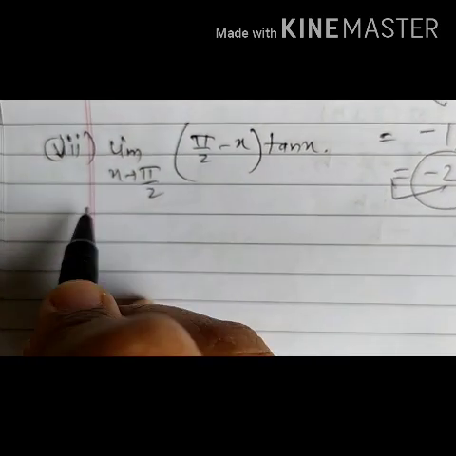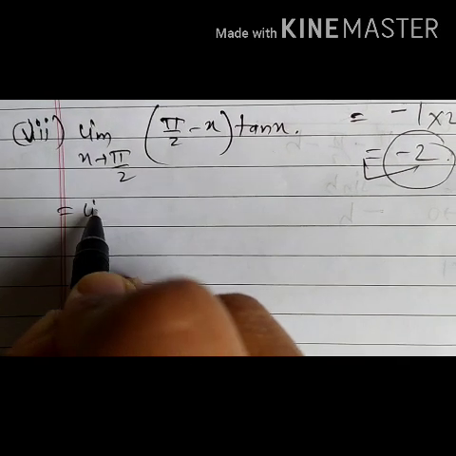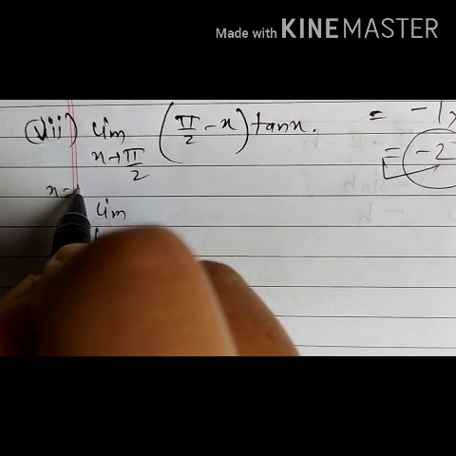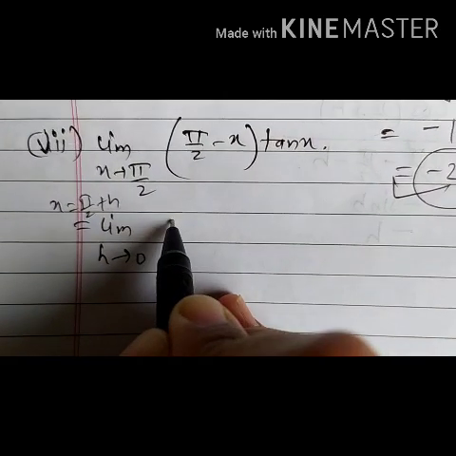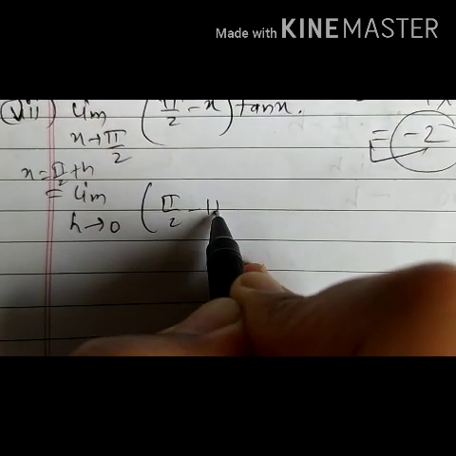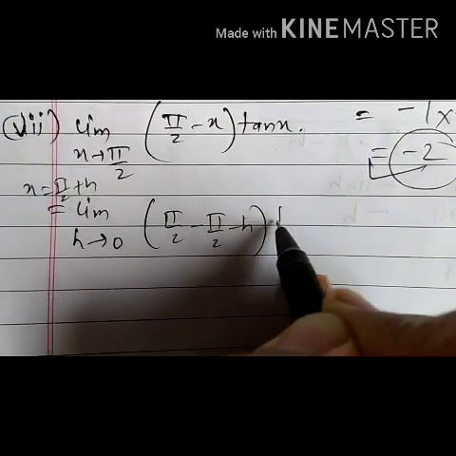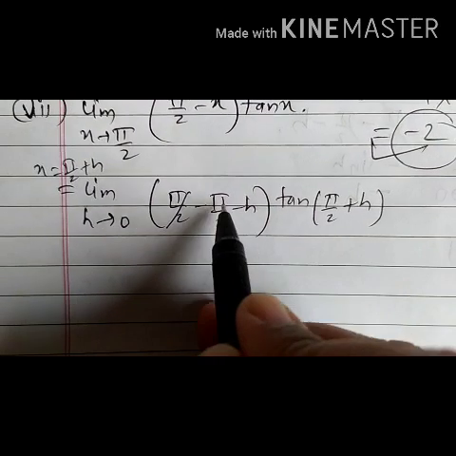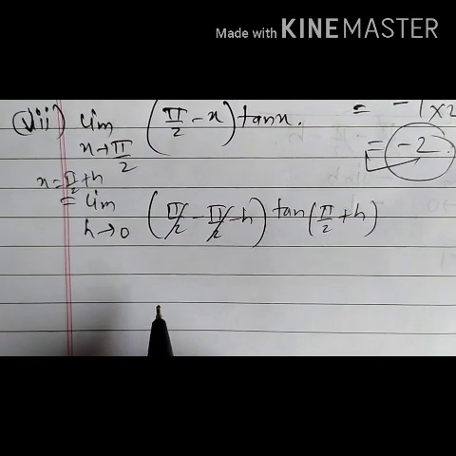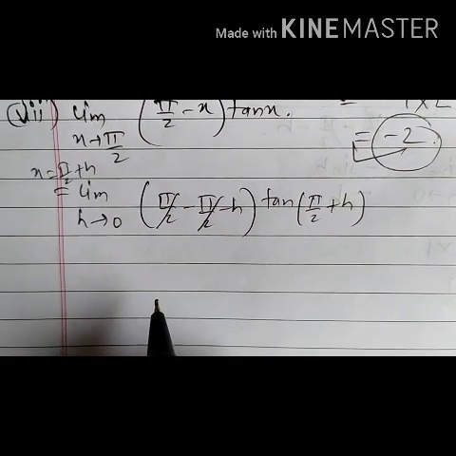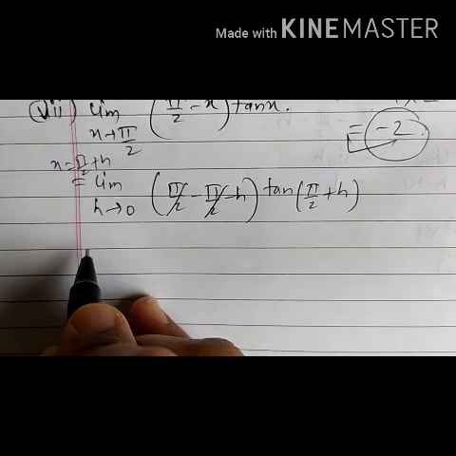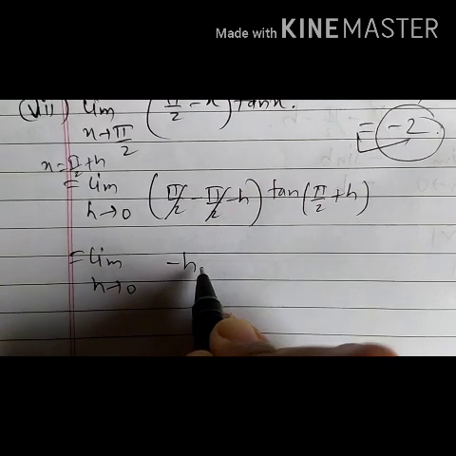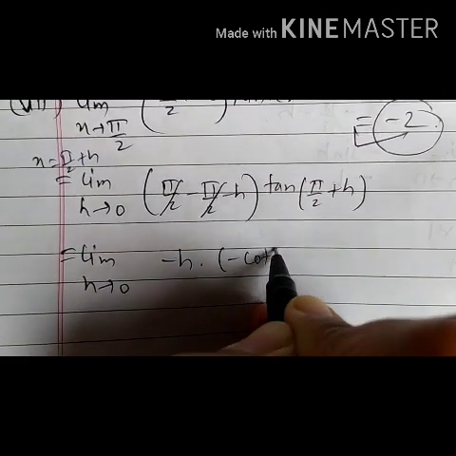Now we'll see the seventh example, limit as x tends to pi by 2 of pi by 2 minus x into tan x. So we'll put here limit as h tends to 0. Now we'll put x equals pi by 2 plus h. So it will be pi by 2 minus pi by 2 minus h, tan of pi by 2 plus h. Okay, pi by 2 will get cancelled. What is tan pi by 2 plus h? It is minus cot h. Okay, so we have limit as h tends to 0 of minus h into minus cot h.